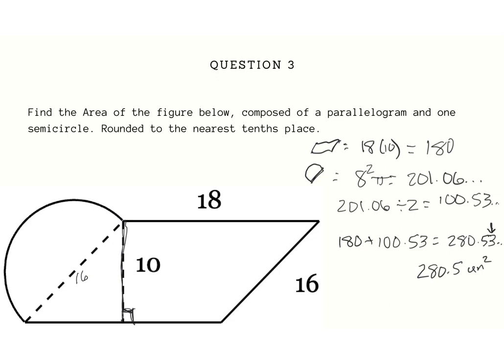On Delta Math, where you'll find the spicy CYUs, you're going to continue to do questions like this. Make sure you are either adding or subtracting the semicircle depending on what the picture looks like.